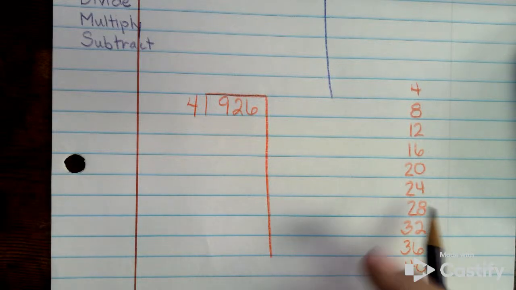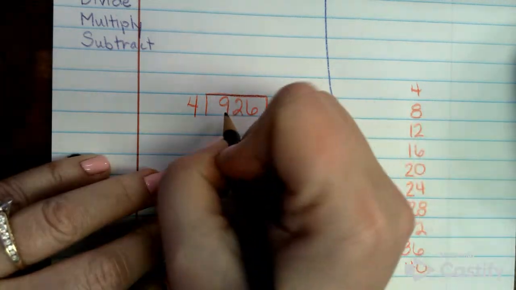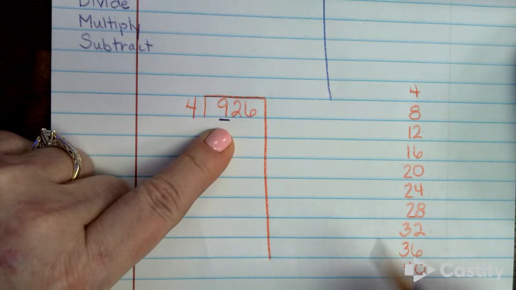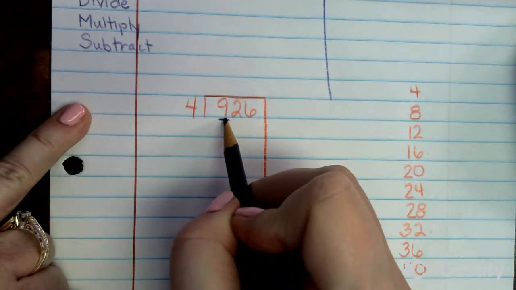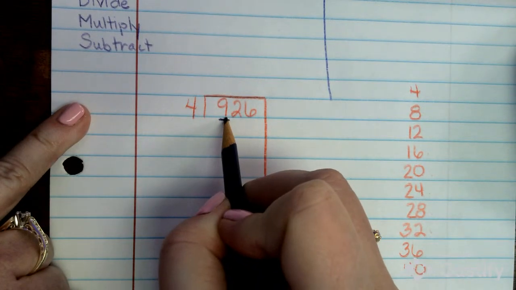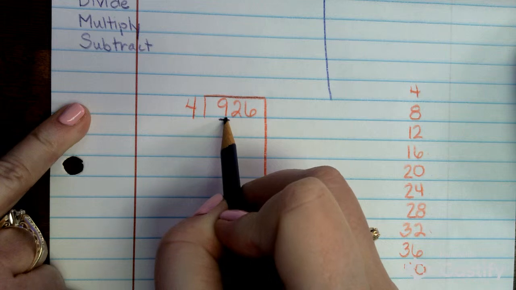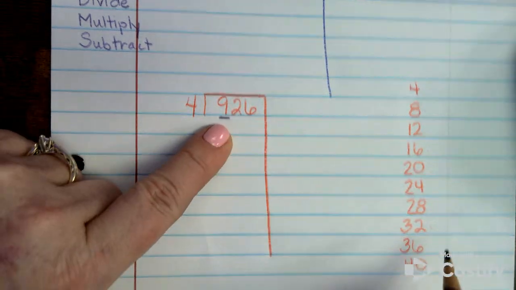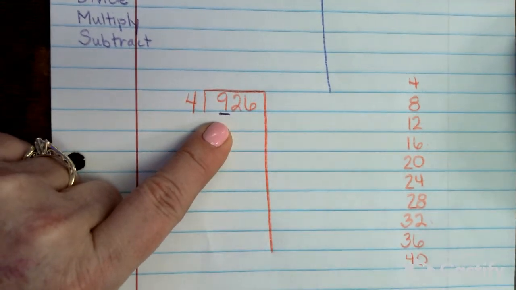So the first question we ask ourselves is, we look at that highest place value, which is the hundredths place, and we're going to ask ourselves, how many fours can I get out of 9? How many groups of 4 can I get out of 9? We're ignoring the other 2 places right now because we're using some estimation.